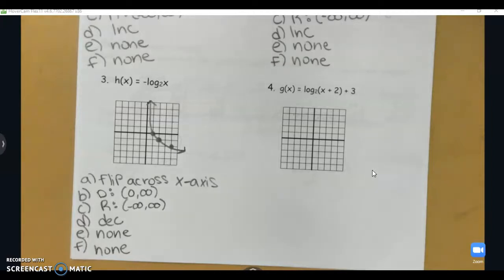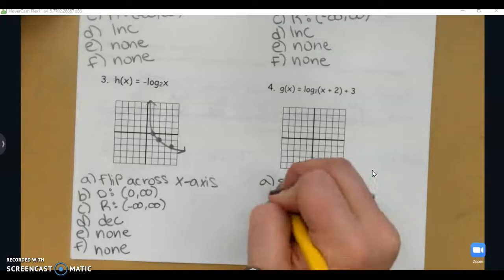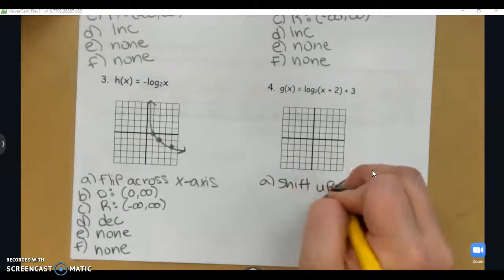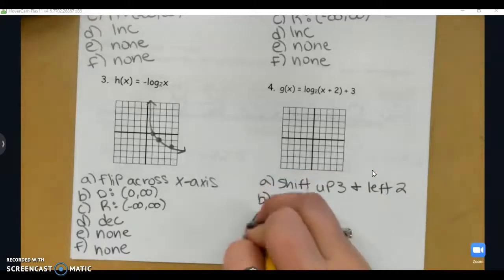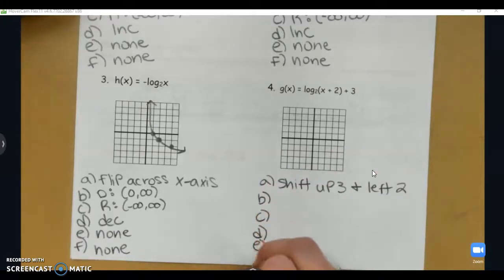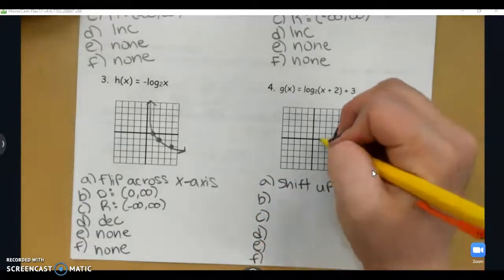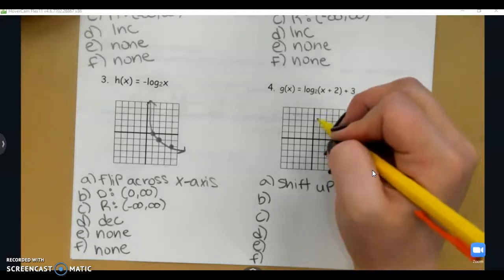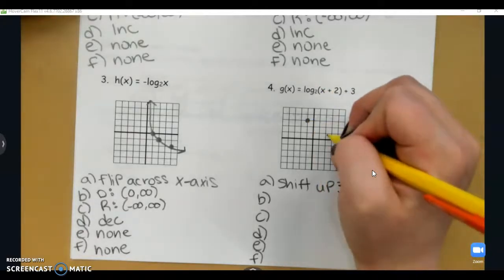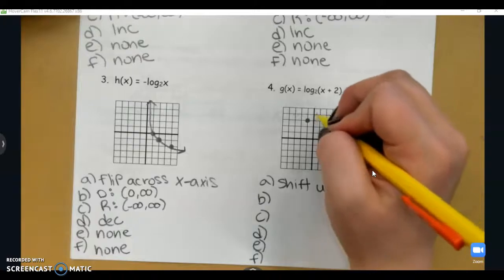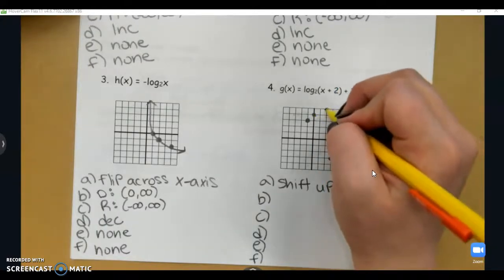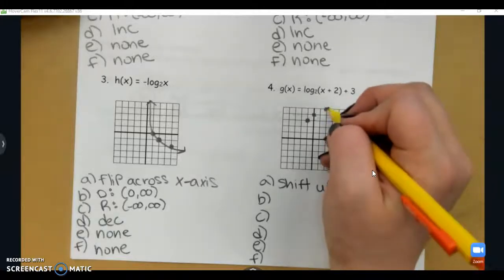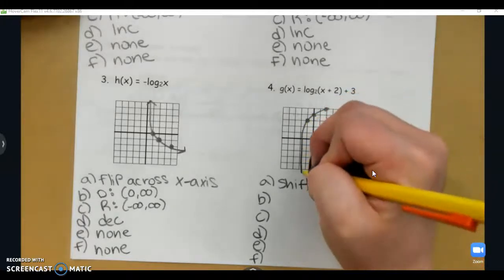Okay, last one for this part, number 4. I've got 2 transformations happening here. We are shifting up 3 and left 2. So we're going to take those 3 points from our parent graph, and I'm going to shift them up 3 and left 2. And up 3 and left 2. So here's what my new function is going to look like.